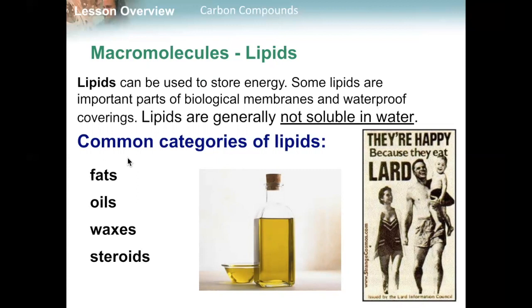Lipids can be used to store energy. Some lipids are important parts of biological membranes and waterproof coverings. Lipids are generally not soluble in water. Common categories of lipids are fats, oils, waxes, and steroids. And it is an important part of your diet. Without lard, we wouldn't be as healthy.